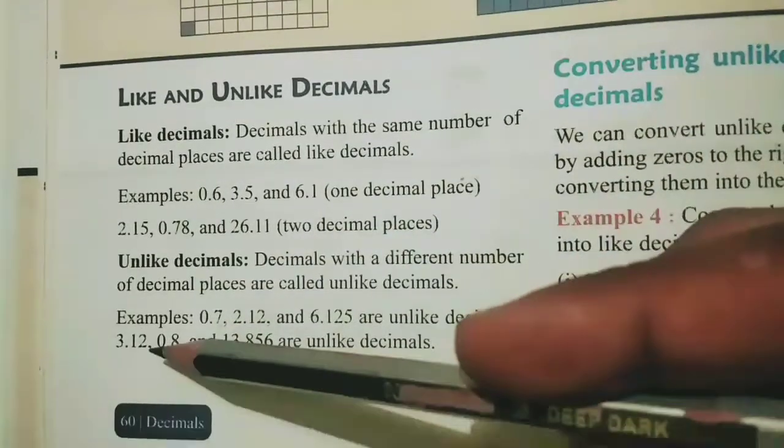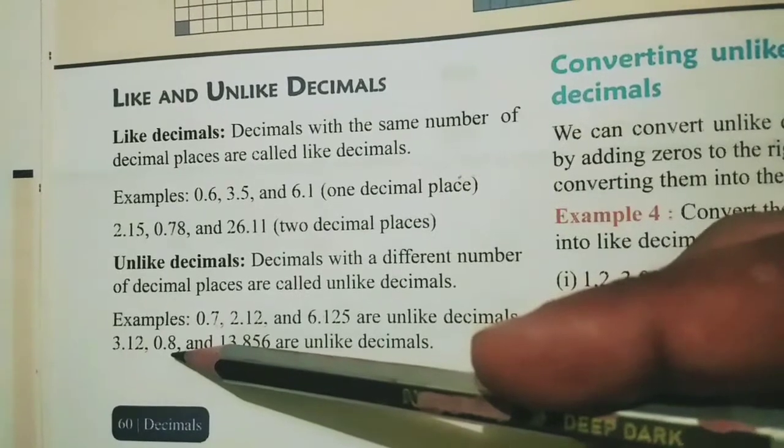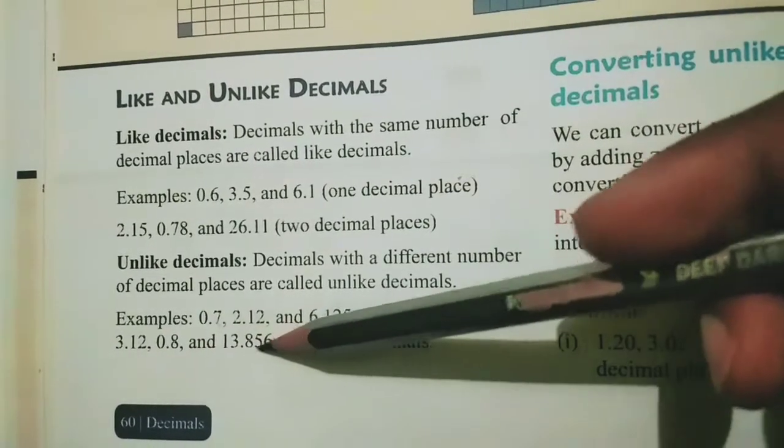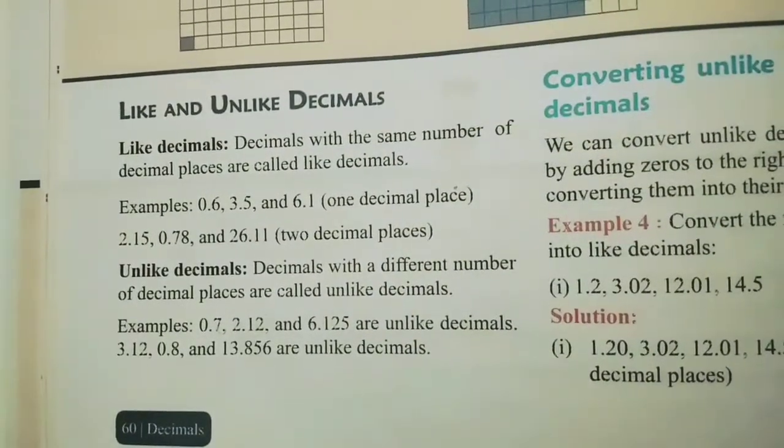Understood? Here also same thing: 3.12, 2 decimal places; 0.8, 1 decimal place; 13.856, 3 decimal places. So they are called unlike decimals. So it's clear now.